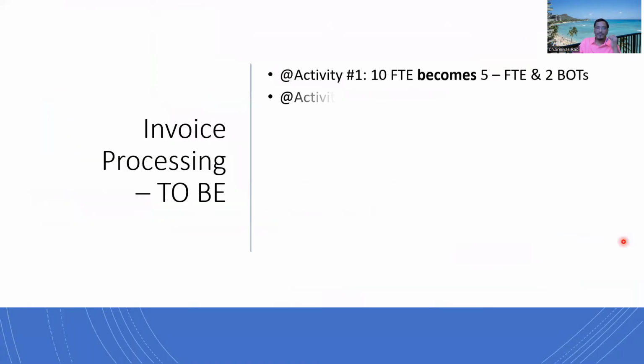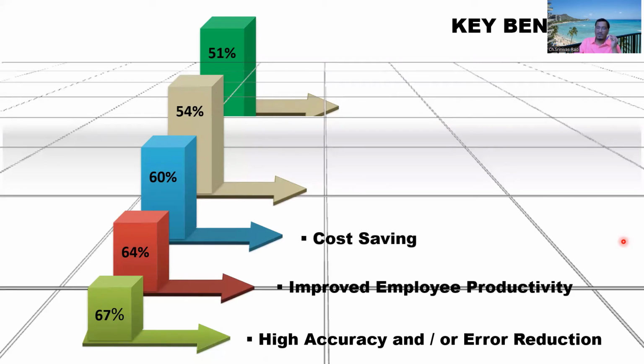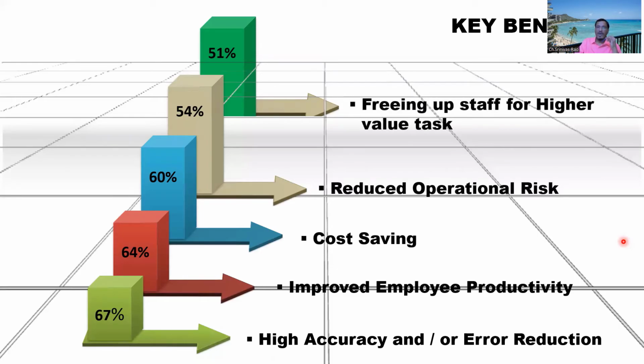Here, you see, on implementation of RPA: 67% higher accuracy and error reduction, 64% improved employee productivity, 60% cost saving, 54% reduced operational risk, and 51% freeing up staff for higher value tasks. You see, not only in revenue, in more than five areas the client is getting benefited by more than 50%.